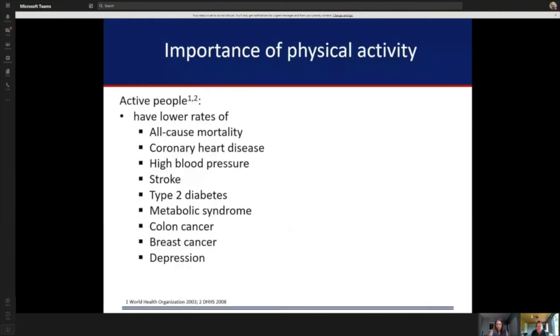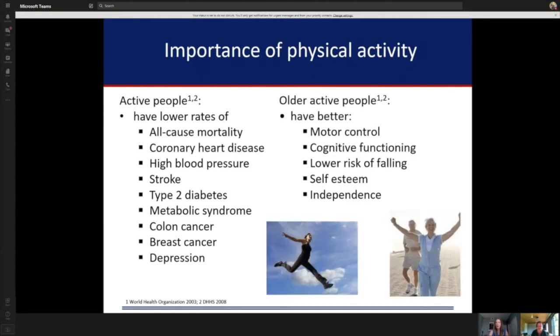As we all know, I think this is an audience that is well aware of these benefits. Active people have lower rates of a number of chronic diseases listed here, and older people actually have even more benefits because they also have the benefits of better motor control, cognitive functioning, a lower risk of falling, more self-esteem and independence throughout longer in their lives. So physical activity is super important for everybody, and these are the benefits that we all know about.